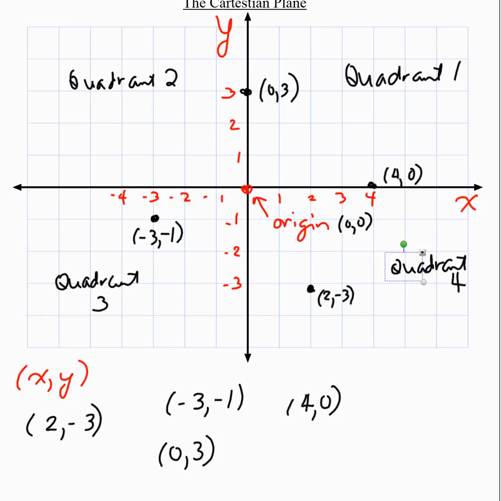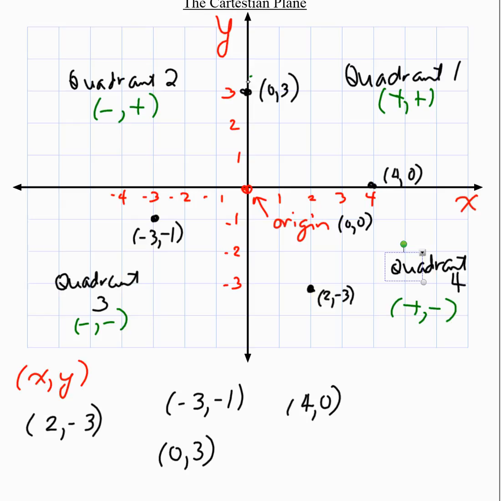Some things that you're going to notice, in quadrant 1, your x and your y are both positive. In quadrant 2, your x is negative and your y is positive. In quadrant 3, both your x and your y are negative. And in quadrant 4, your x is positive and your y is negative.